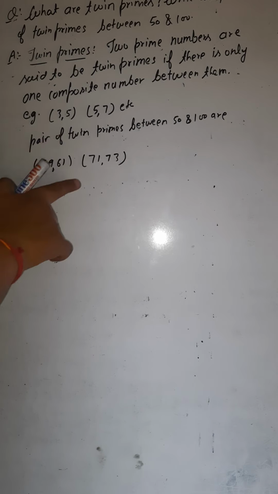Okay, so only two sets you will get between 50 and 100, and these are 59 and 61 and 71 and 73. Only these two sets of twin primes are there between 50 and 100. So note it down.